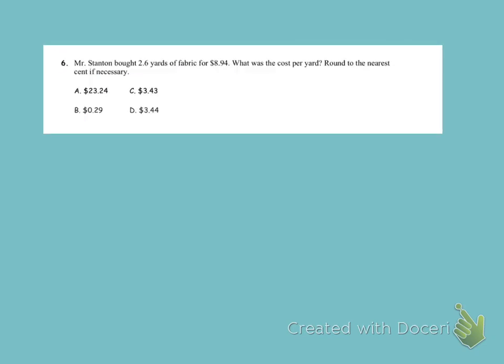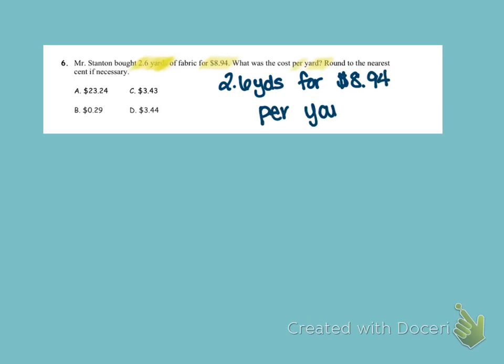The next problem we are going to do is number 6. Mr. Stanton bought 2.6 yards of fabric for $8.94. What was the cost per yard? Round to the nearest cent if necessary. So he bought 2.6 yards for $8.94, and the question is asking per yard.